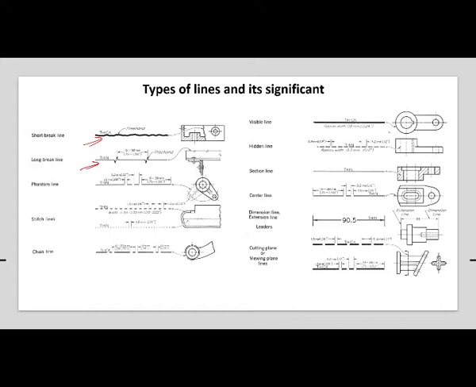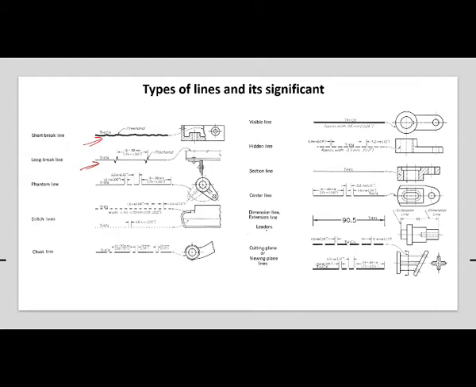Visible line, this is the visible line. Hidden line: the hidden line is used for internal parts, holes or internal parts of the body. Section line, this is called the section line. If we cut any part, we see the internal part by the section line, which should be thin. Central line, this is called the center line. The center line is used to show the center of the body.